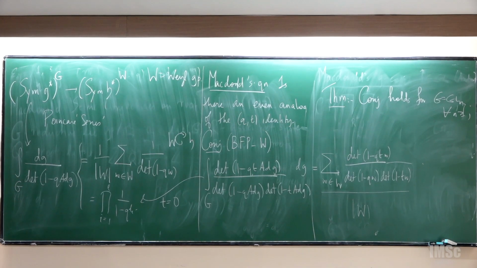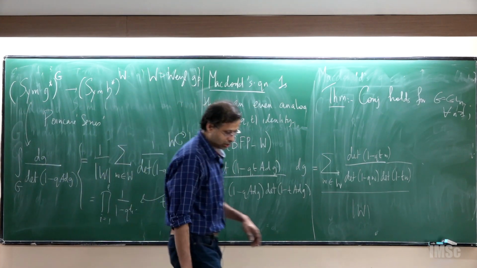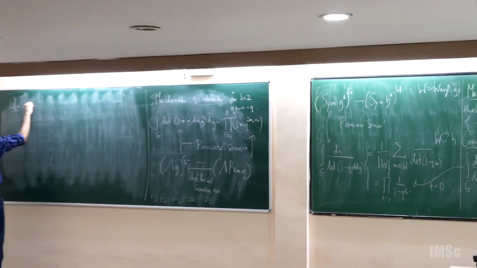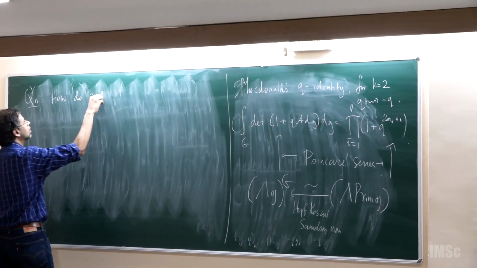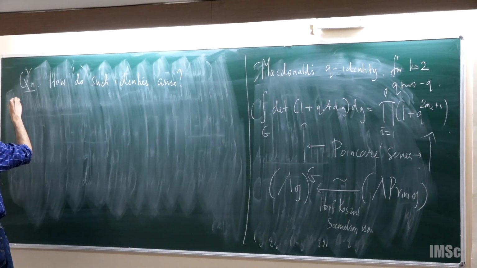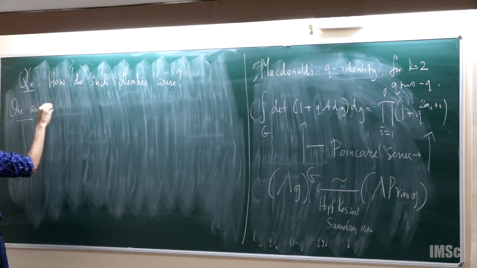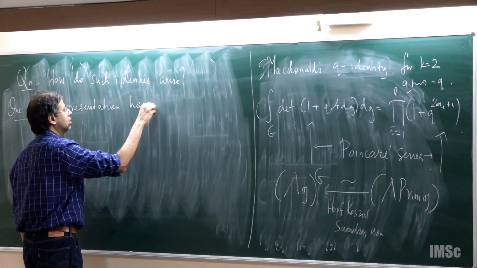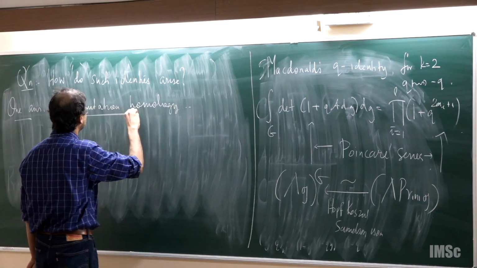The question then is, where do such identities, be it Macdonald identities or this one, come from? And the two-word answer is representation homology. So I'll try to say what this is about, or how such identities arise. One answer is representation homology.